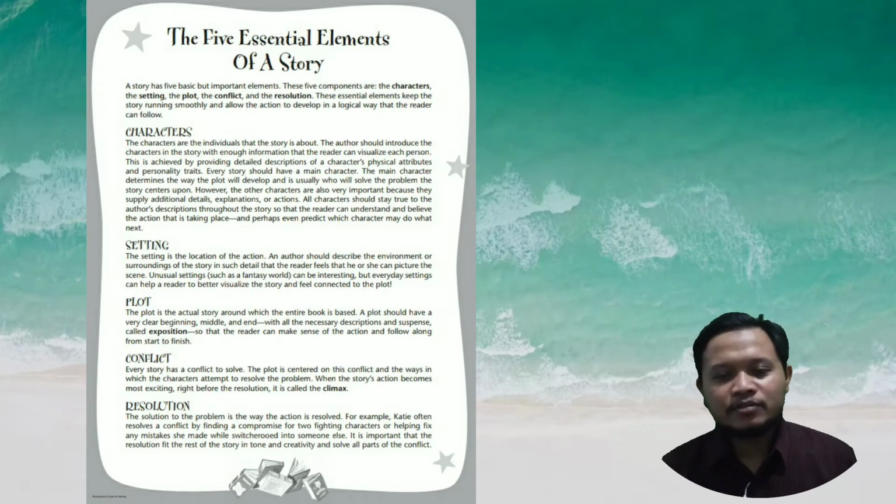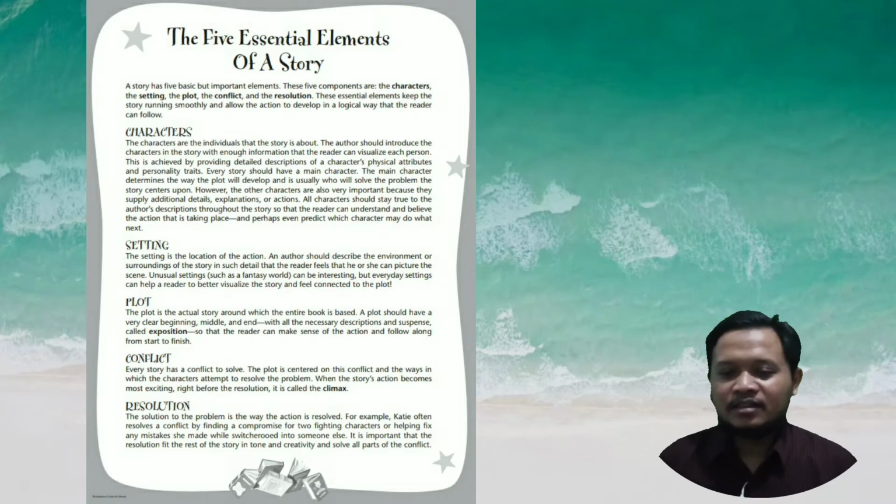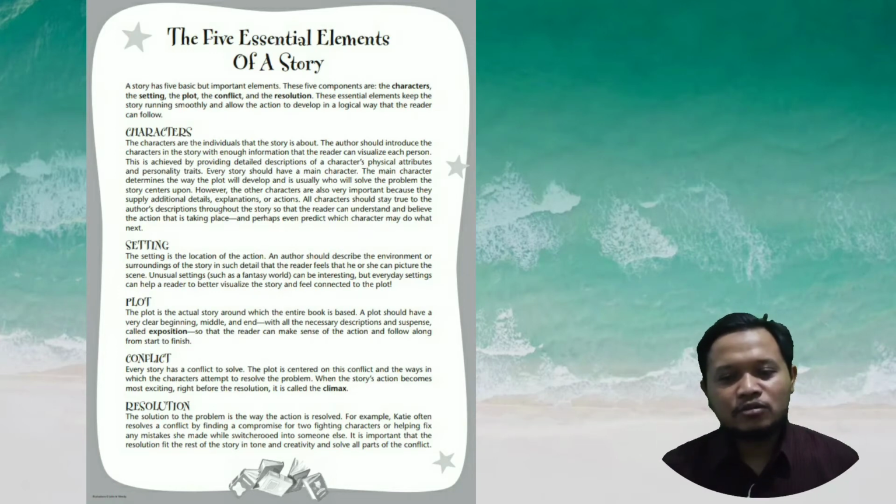Plot is the actual story, which should have a clear beginning, middle, and end. Meanwhile, conflict refers to the problem to be solved by the characters. The peak of the conflict is called climax. It leads to the resolution, or the way the action is resolved.